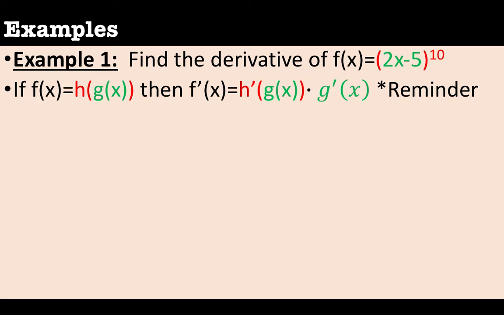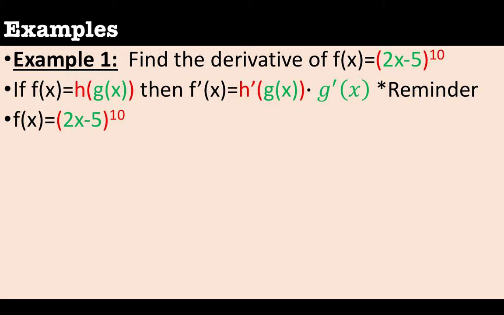All right, here's a reminder of my rule. What I'm going to do to take the derivative of this is take the derivative of my outer function, which is the x to the 10th. I'm going to keep the inside the same, which is 2x minus 5. Then I'm going to multiply by the derivative of that inner function, and the derivative of just this green part will be 2. Let's go ahead and see how this all comes together.